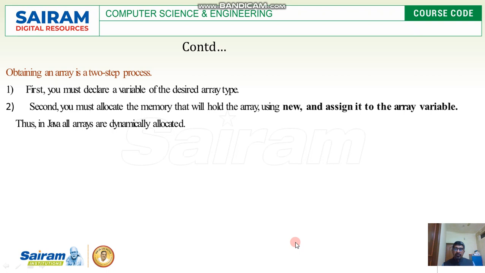There are two ways by which you can obtain an array. One is you must declare a variable of the desired array type, which can be of any type, like integer, float, characters. You can have an array with any primitive type. And second, you have to allocate memory for that. So this is a difference between an array in C and Java. Normally in C, when we declare, memory is allocated, but in this case you have to allocate space explicitly using an operator called new.